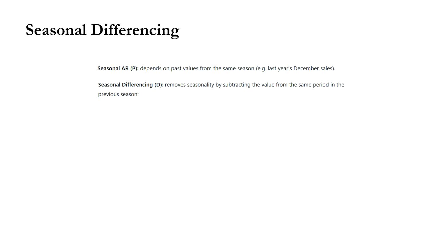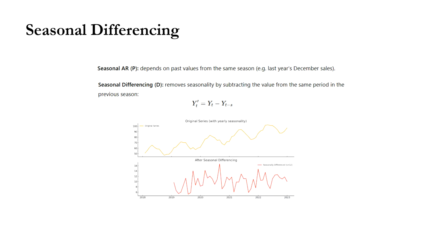So let's talk about seasonal differencing. Seasonal AR depends on past values from the same season. Example, last year's December sales. Seasonal differencing removes seasonality by subtracting the value from the same period in the previous season, right? So it would look something like that. S could be 12, to follow up from our example earlier with Amazon. And you can see this pattern, right? You can see that there's this seasonal trend, okay?